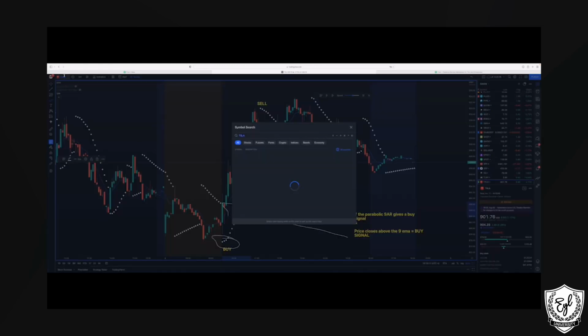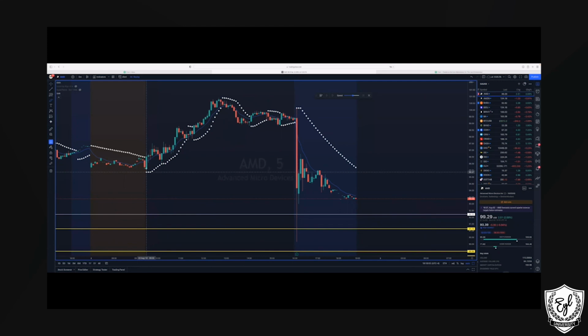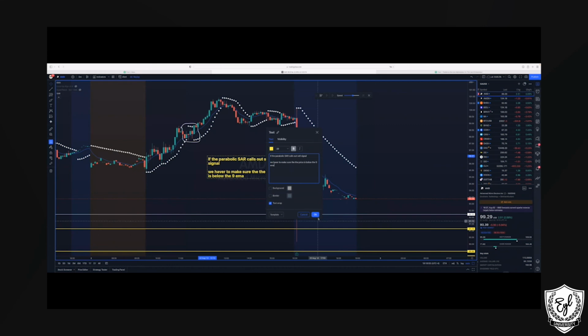And let's see how I actually did on AMD today. Look at AMD. Buy signal, price gets above the 9, you ride it the entire way, right? And this is what I mean by it's going to go into areas like this one, where it's going to tell you to sell. However, there's no reason for you to sell. And if we're talking in coding language, here's how it would do. If the parabolic SAR calls out a sell signal, we have to make sure that price is below the 9 to take the sell. And you see how here, it called a sell signal, but price never went below the 9. So what do we do here? We ignore this sell signal from the SAR.